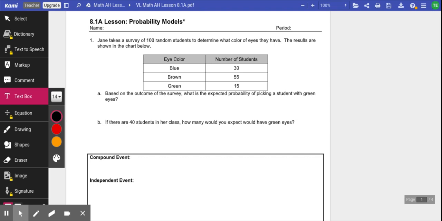All right, this is for Math AH. We're going to do lesson 8.1A. So if you have your PDF typed, printed out, or you have it electronically, or you have a piece of paper, let's be ready to go.